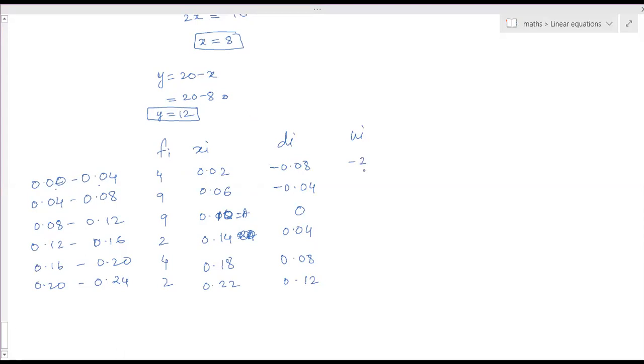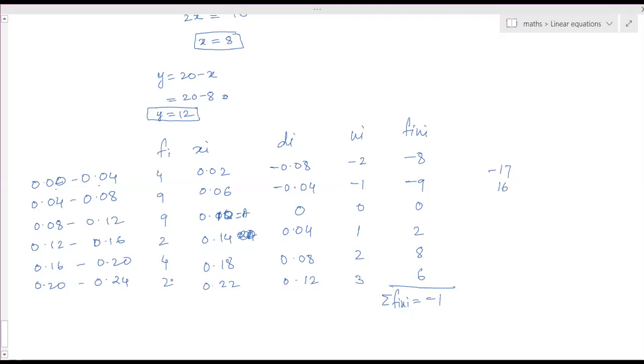Why are you using the assumed mean method? If you use the step deviation method, you will get simple values. It is directly minus 2, minus 1, 0, 1, 2, 3, and you will get the answer. That's the reason I told you step deviation method is always better. Otherwise the calculation becomes very long.